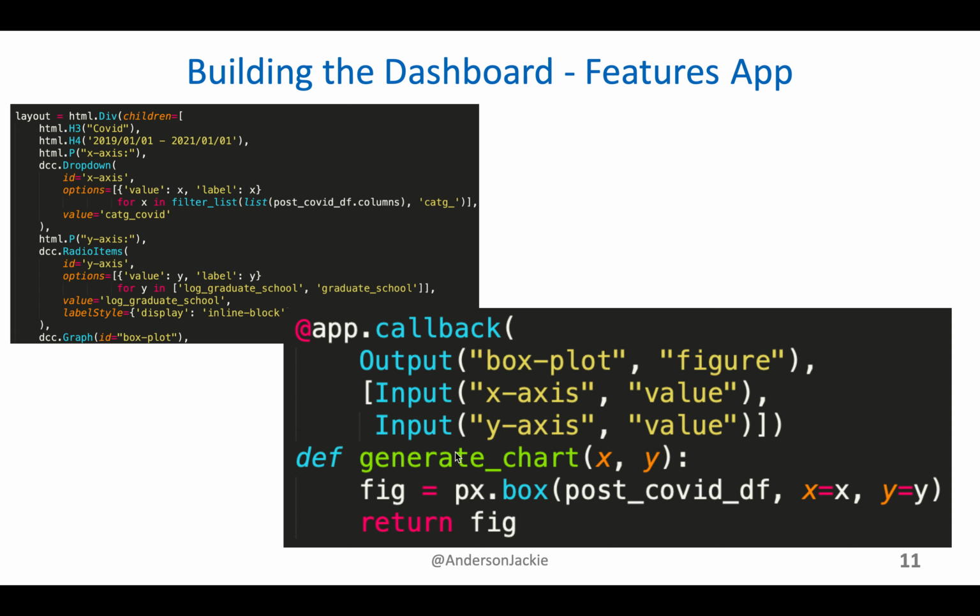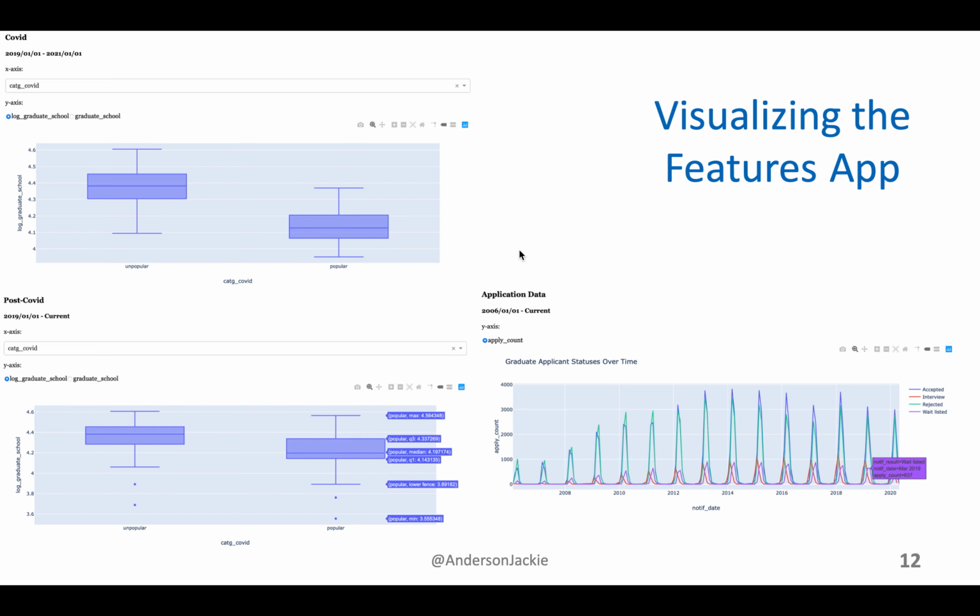And what happens inside the app callback is defined by the function, which intakes those inputs and passes them to a function and outputs a figure to send to this ID, boxplot, which you can see aligns with DCC graph for ID boxplot. So visualizing the features app shows you the different box plots that were generated. You can hover over the different areas of the box plots to get interactive features. And over here, there is a time series chart, which is defined later on in the features app.